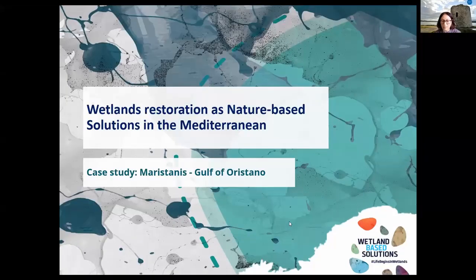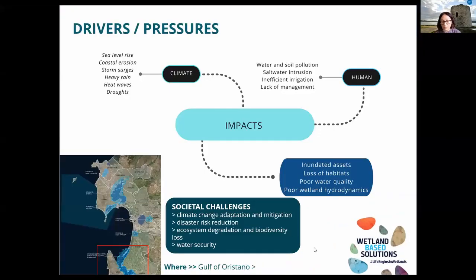Okay, yes. Maristanis includes 6 Ramsar sites on the western coast of Sardinia. Today we will focus on a part of the southern Ramsar site, and especially on the lagoon of Marceddì, which is characterized by salt water, and the neighboring pond of San Giovanni, which is characterized by fresh water. In this area, climate and human impact generate several issues.